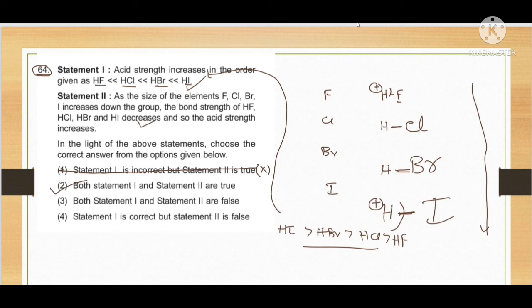Now let us verify the third option. Statements 1 and 2 are false. This is not the correct answer. Eliminated. Now let us verify the fourth one. Statement 1 is right, absolutely, but statement 2 is false? No, statement 2 is also right. That's why option 4 is also eliminated.